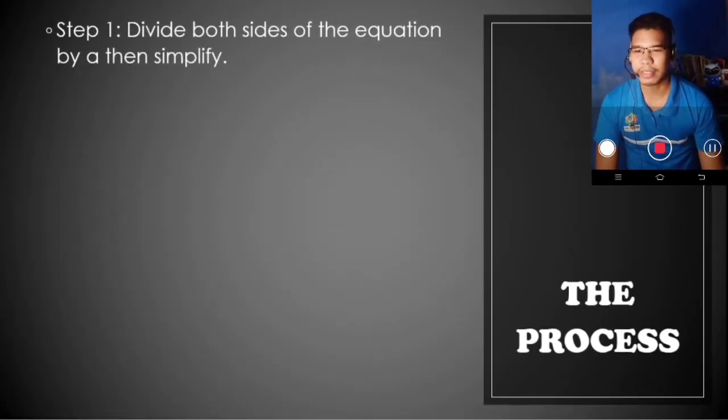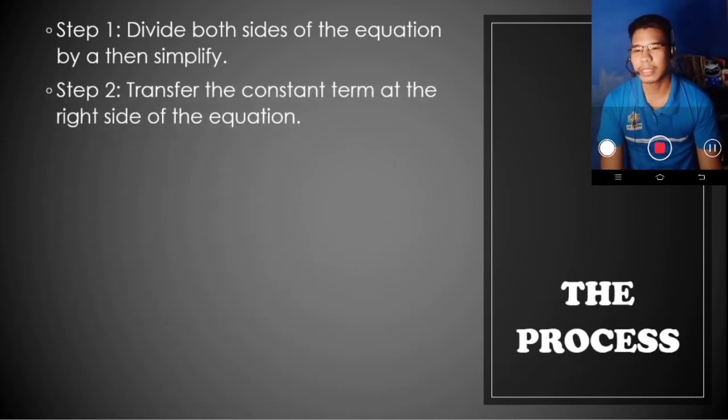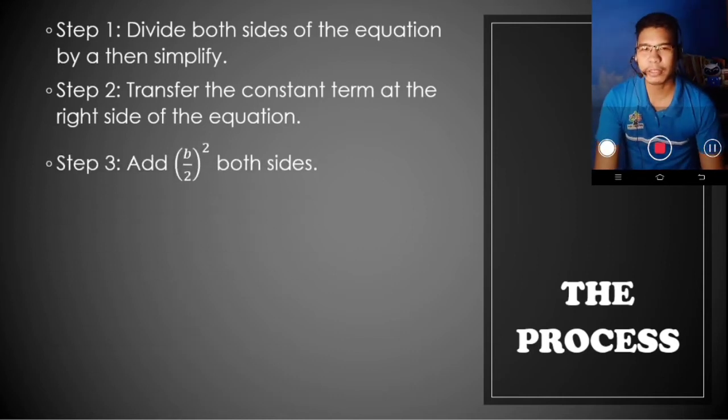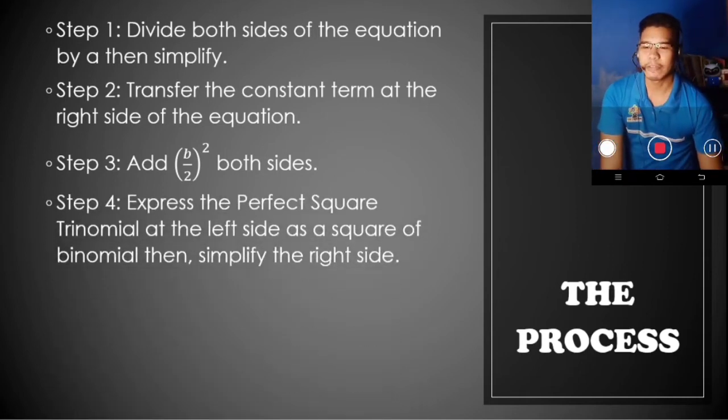So we have here the step 1. We're going to divide both sides of the equation by a, then simplify. So a is the numerical coefficient of the quadratic term. So later we're going to demonstrate that. Step 2, we transfer the constant term to the right side of the equation. That is using the addition property of equality. For step 3, we're going to add quantity b over 2 squared to both sides to make a perfect square trinomial on the left side. After that, step 4, express the perfect square trinomial at the left side as the square of binomial, just like what we did a while ago. Then simplify the right side.